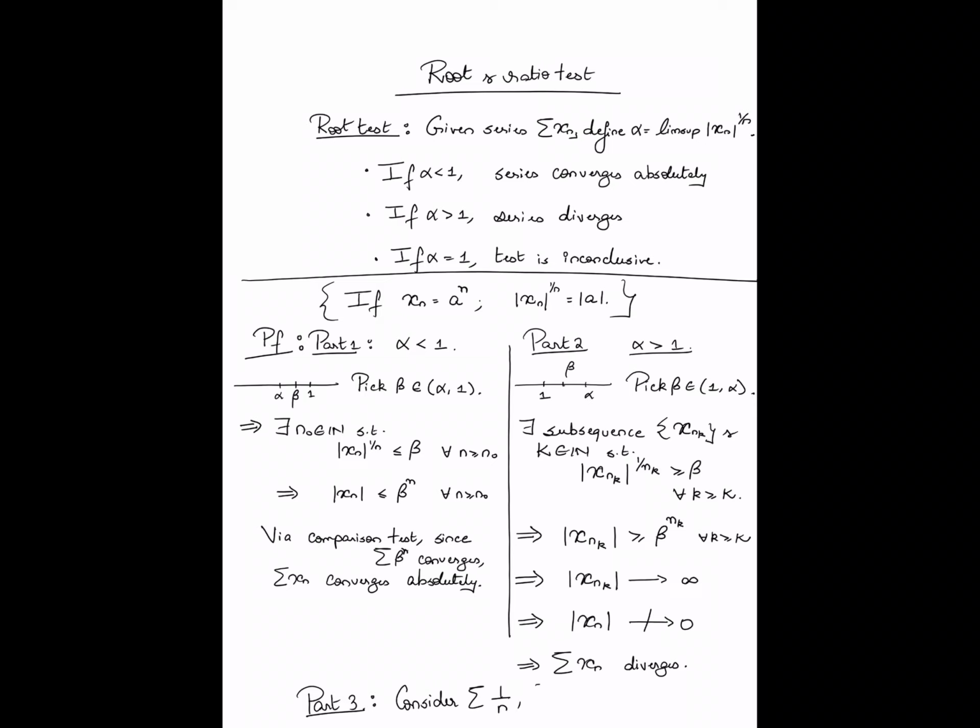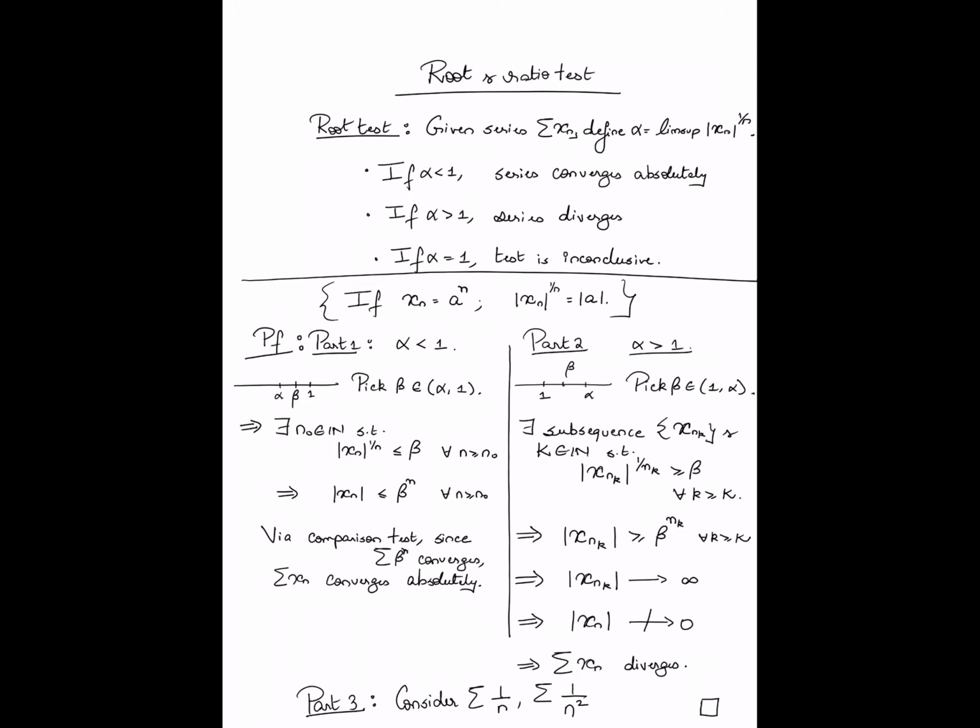Summation 1 by n, summation 1 by n square. I leave it to you to check that in both cases alpha is equal to 1. However, we have already shown that summation 1 by n diverges, whereas summation 1 by n square converges. So that shows that if alpha is equal to 1, the test is in fact inconclusive.